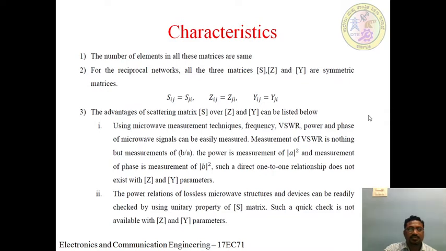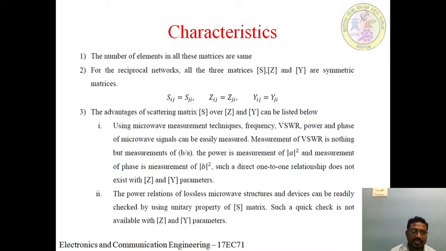Then some of the characteristics are: one, the number of elements in all these matrices is the same. Second, for reciprocal networks, all three matrices, the S matrix, Z matrix and admittance matrix Y, are symmetric matrices. That is, Sij equals Sji for the S parameters, Zij equals Zji for the Z parameters, and Yij equals Yji for the admittance parameters.